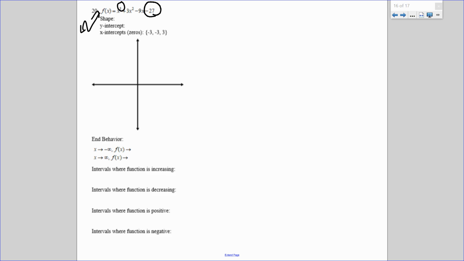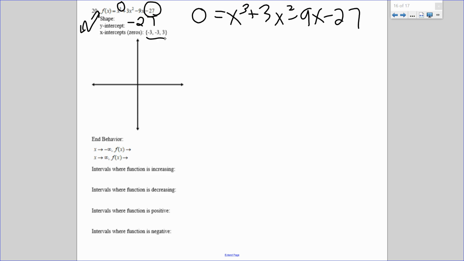Y-intercept is the constant term, negative 27. Now the x-intercepts I'm giving to you, but you should know to find them, you're setting the equation equal to 0. And then when you do the algebra, when you do the grouping and you set each factor equal to 0, you get these x-intercepts. So there's a double root here, since that negative 3 is twice.